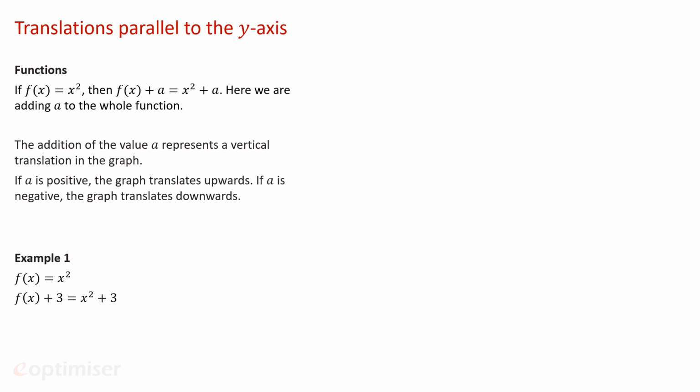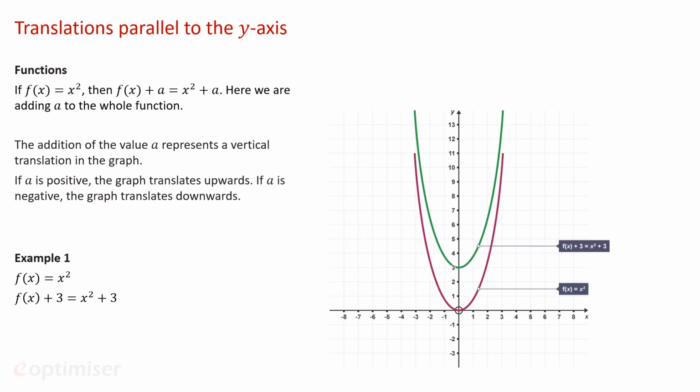Say for example, f(x) is equal to x squared. Then if you're adding the constant 3 to the whole function, that will produce another graph parallel to the y-axis. So the red graph is f(x) is equal to x squared, then f(x) plus 3, that is x squared plus 3, that will be the green graph that's moving upwards, 3 units upward in the y-axis.